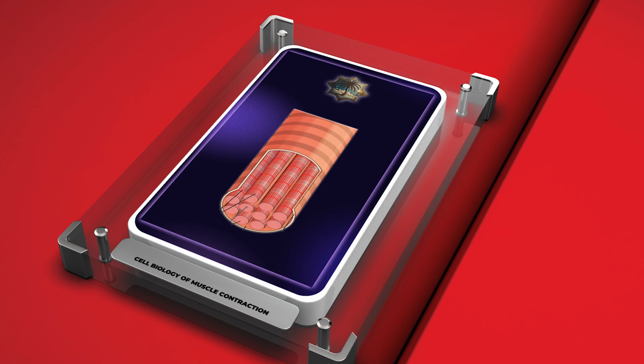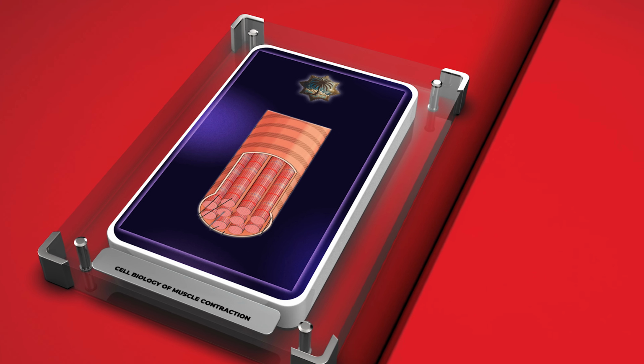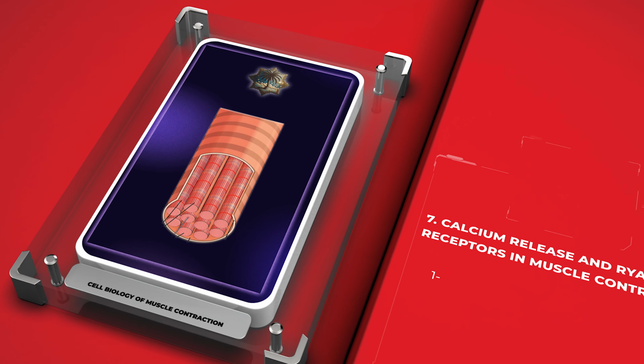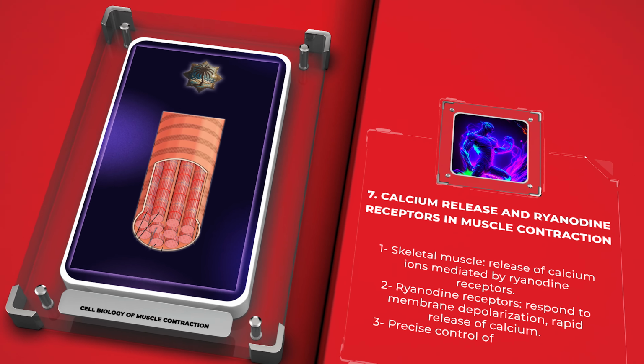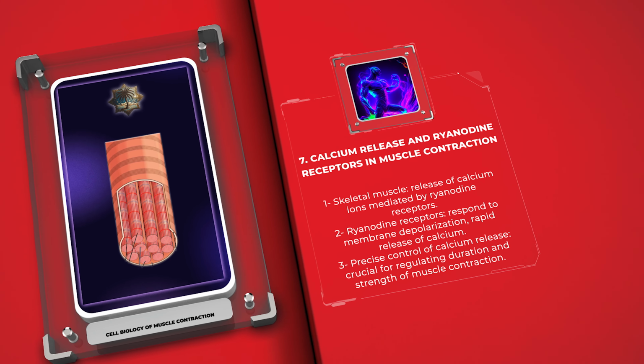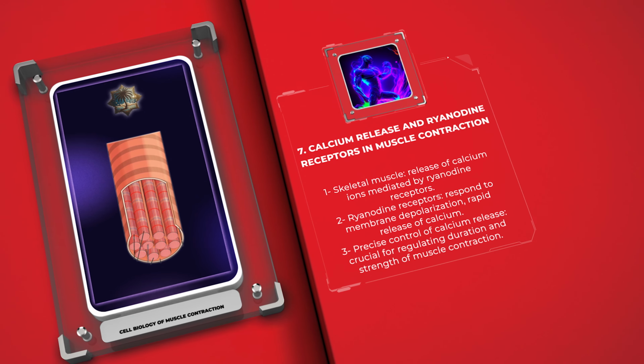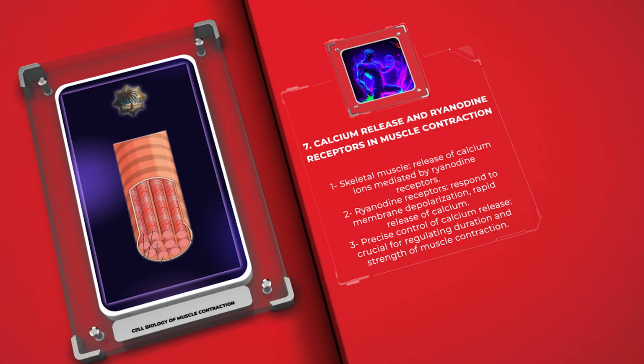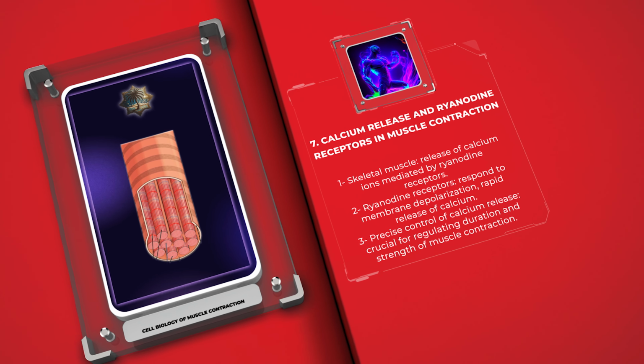In skeletal muscle, the release of calcium ions from the sarcoplasmic reticulum is mediated by ryanodine receptors. These receptors respond to membrane depolarization and facilitate the rapid release of calcium into the cytosol. The precise control of calcium release is crucial for regulating the duration and strength of muscle contraction.